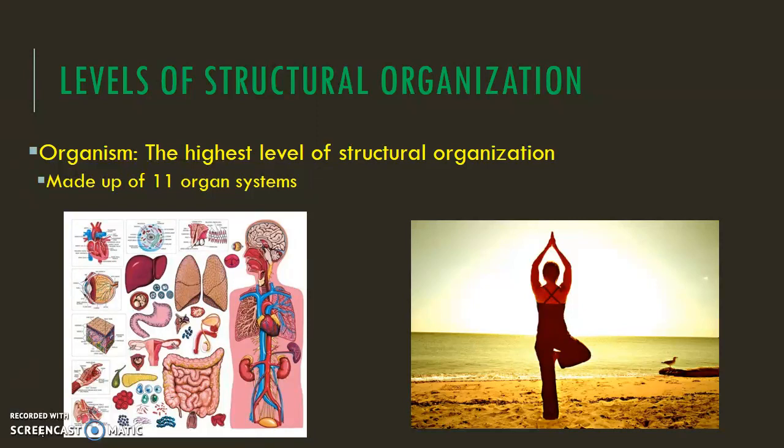Last but not least, our highest level of structural organization and our most complex is the organism. You are made up of 11 different organ systems coming together to make up you.